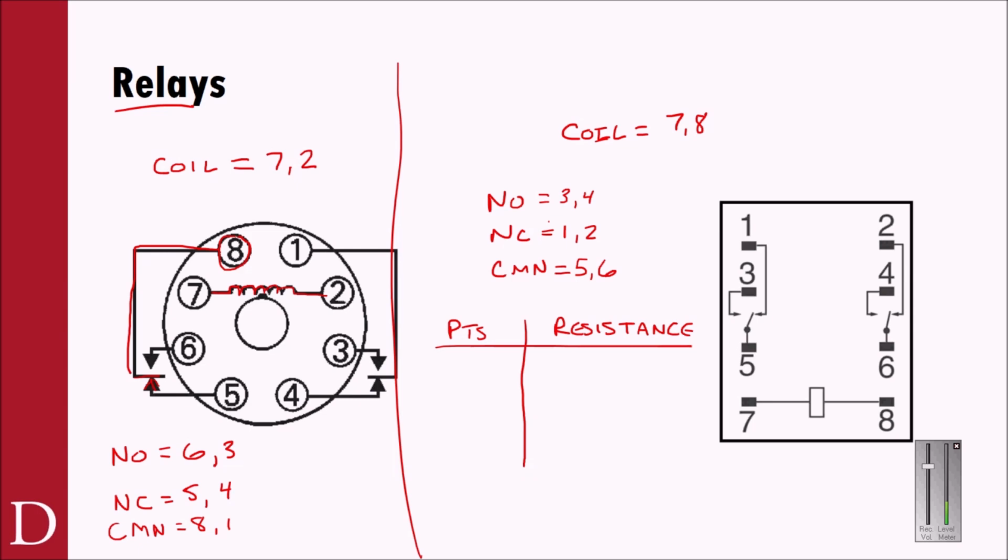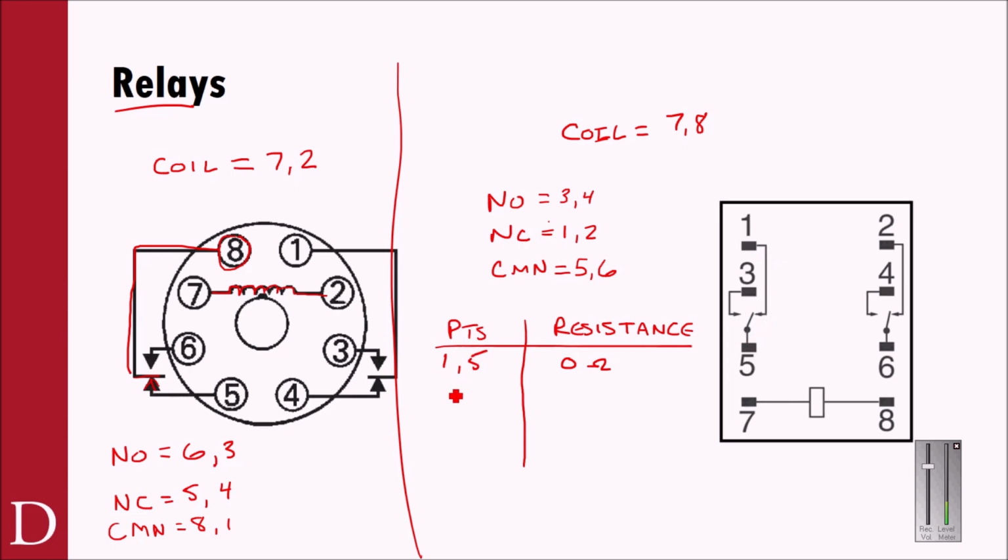So if I took a meter and measured the resistance right now with a multimeter between pins 1 and 5, I'd read 0 ohms. The reason why is that in a normal de-energized, as-drawn state, 1 is connected to 5 because it's a normally closed contact.